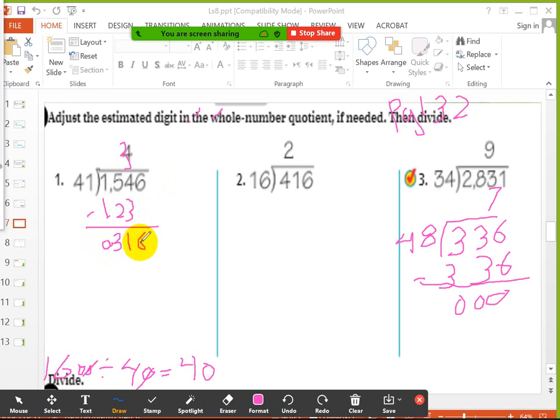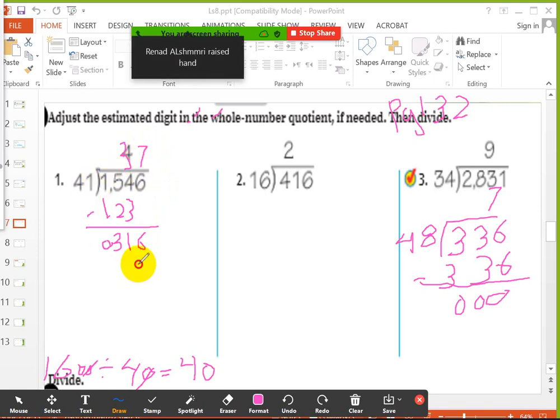Now 316 divided 41. How many 41s in 316? You can try between 6 and 7. If you try 6, it will be less, so you will try 7. 7 multiply 1 equals 7. If you have a question, girls, please type it in the chat box. 7 multiply 4 equals 28. Then I will subtract.